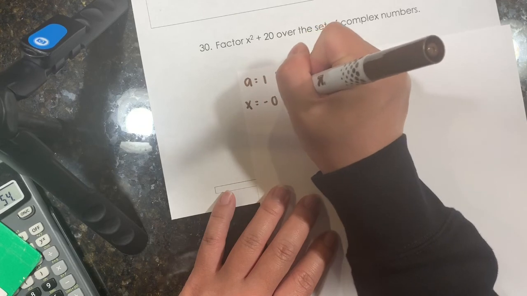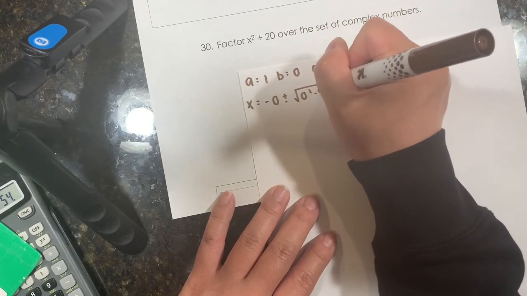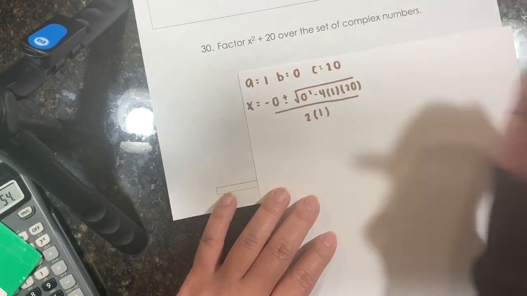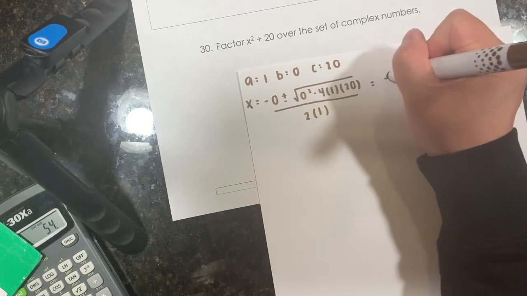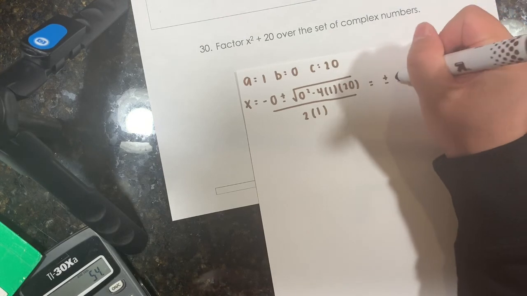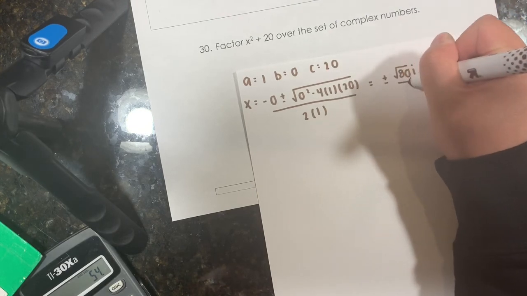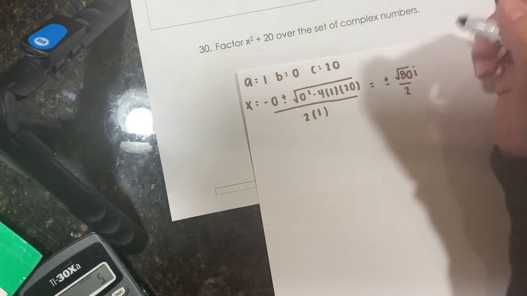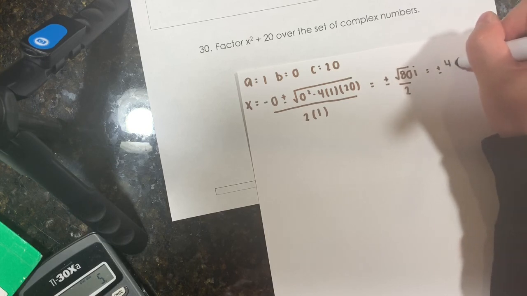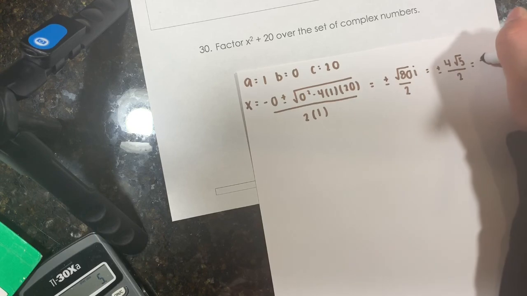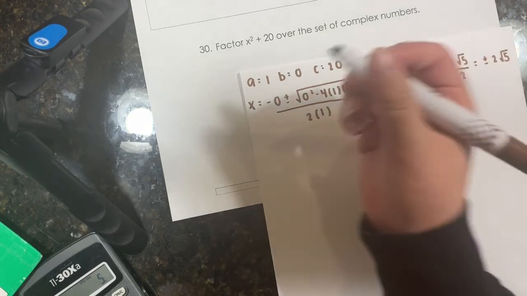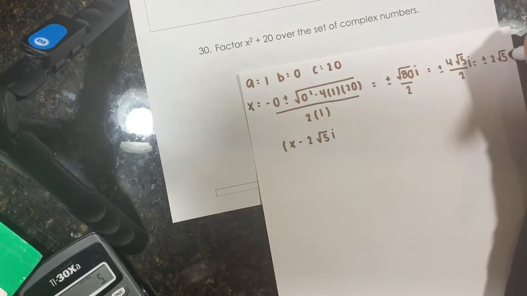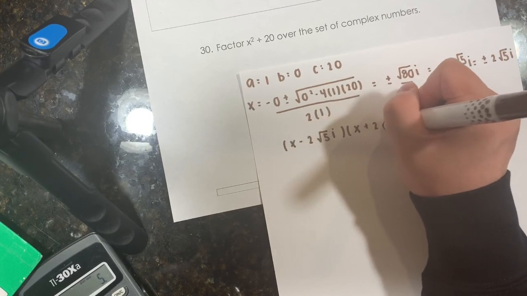x equals negative 0 plus or minus the square root of 0 squared minus 4 times a times c, all over 2 times a. So that's just going to turn into plus or minus the square root of negative 80, or 80i, over 2. The square root of 80 would be 4 root 5. Over 2, which means it's going to be plus or minus 2 root 5 i. So my result is just going to be x minus 2 root 5 i, don't forget the i, and then x plus 2 root 5 i.